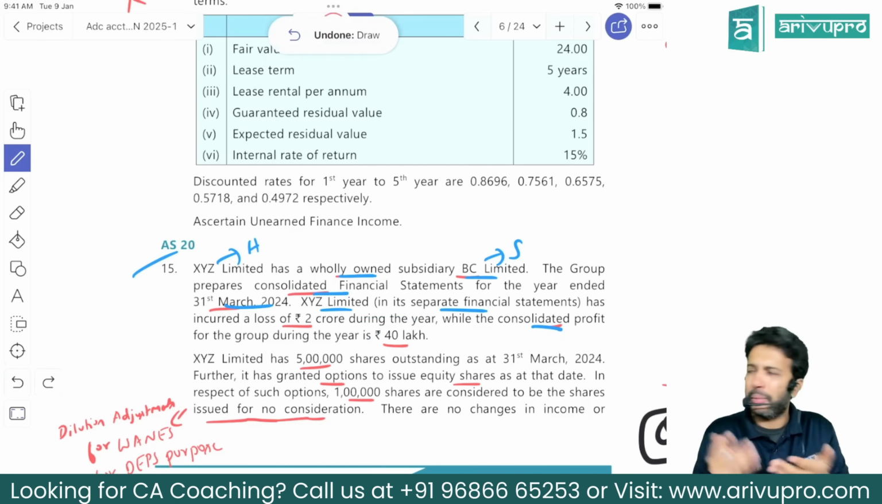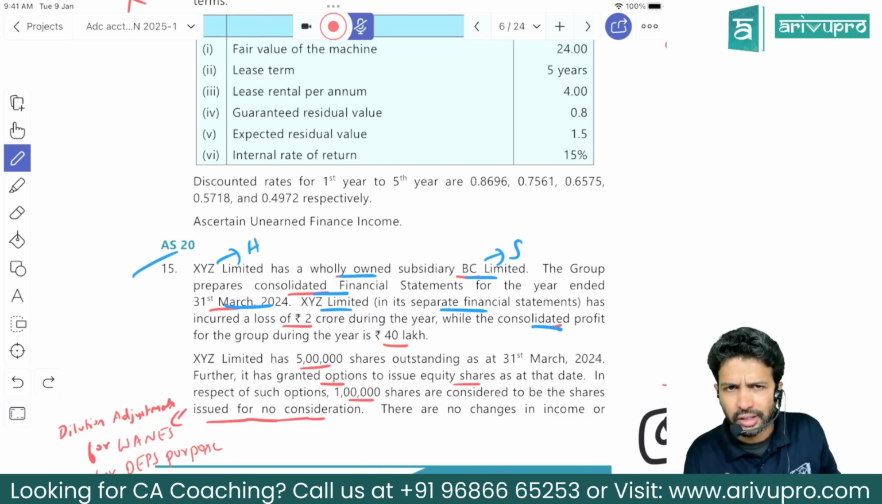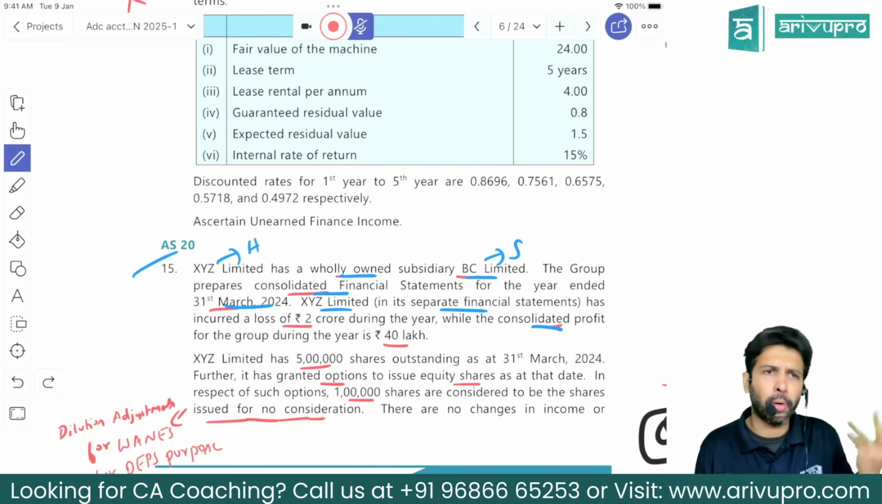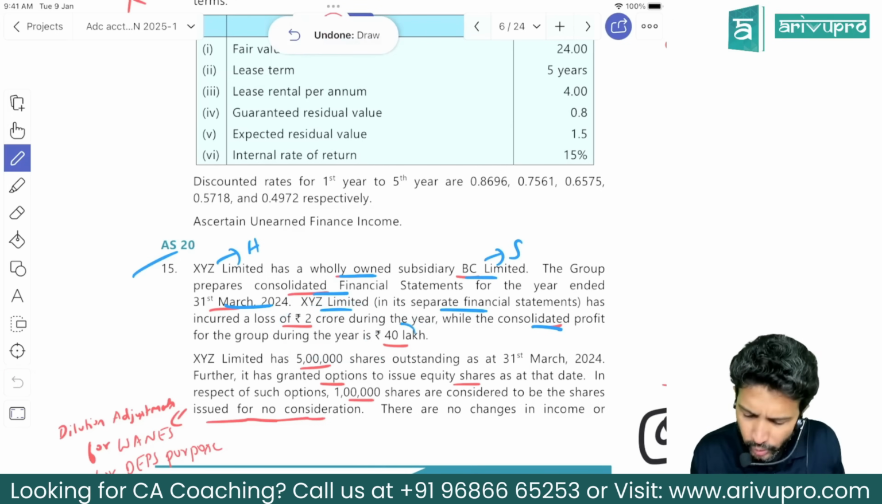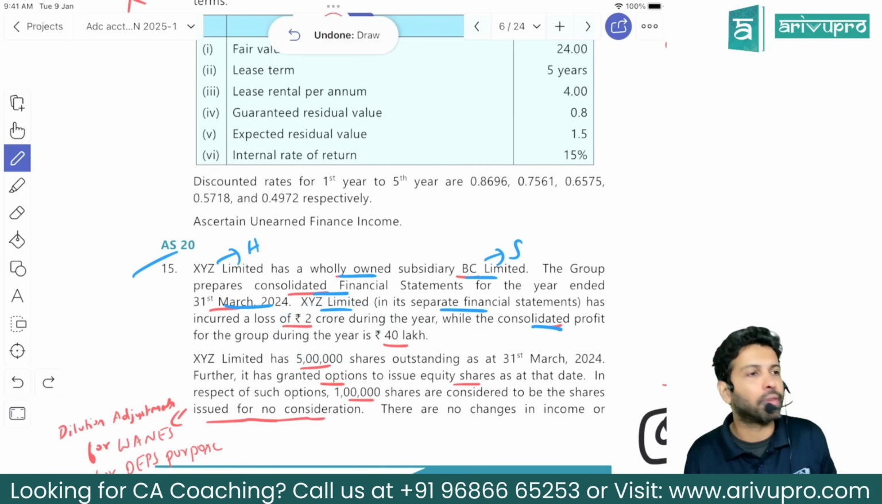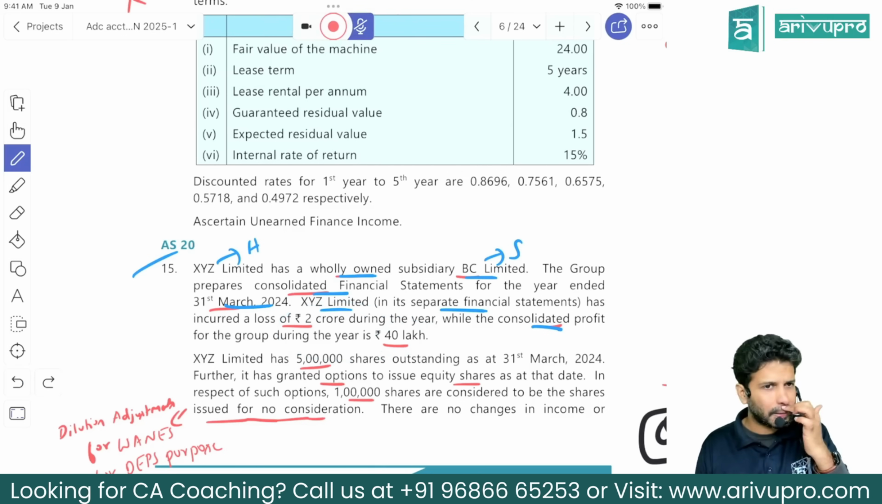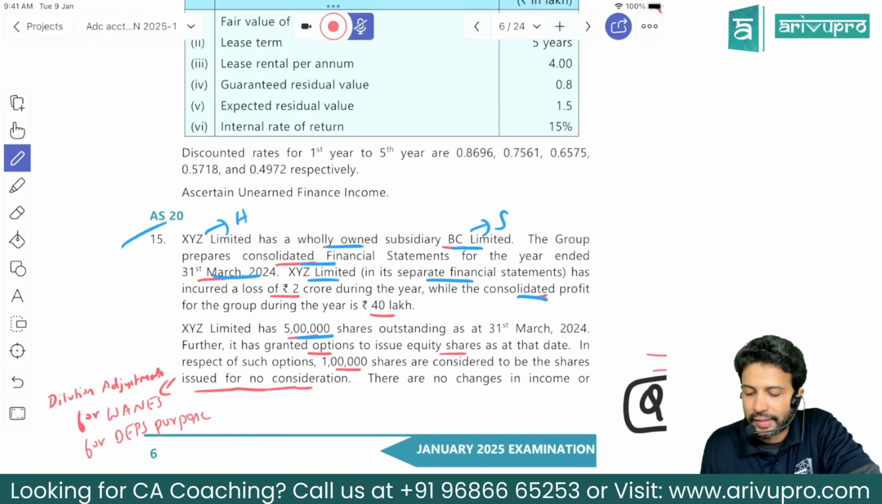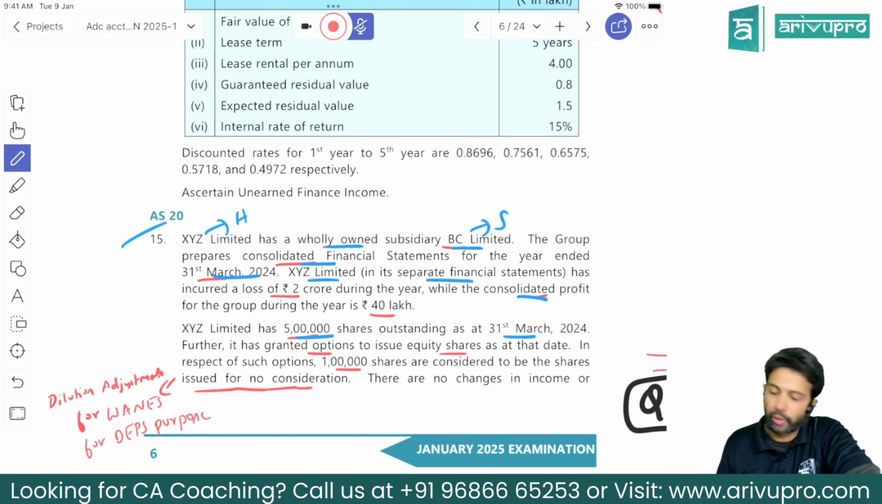40 lakh profit. Maybe the parent company has made a bumper loss here, and the subsidiary company has made some good profit. So if you add up, you are still getting what? At the consolidated level, you are getting a profit of 40 lakhs. Pretty basic.